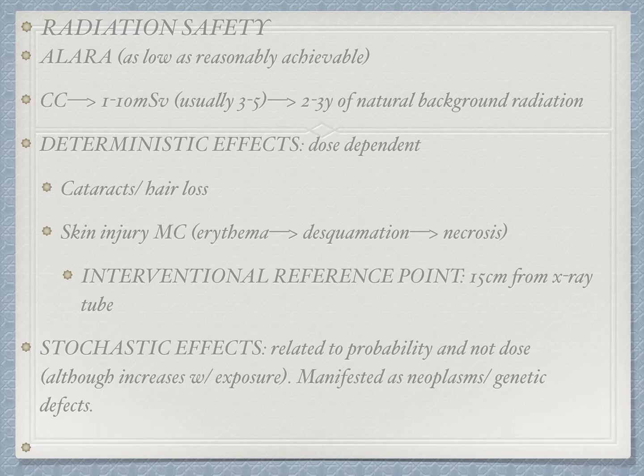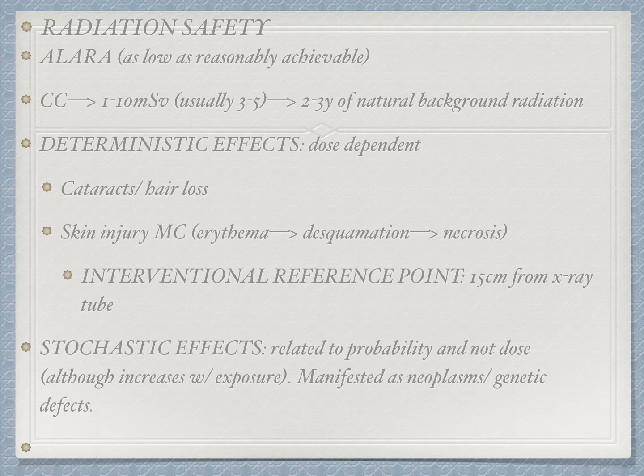On average, 3 to 5. This is equivalent to 2 to 3 years of natural background radiation. Deterministic effects are dose dependent. This refers to cataracts, hair loss, and the most common deterministic effect, which is skin injury. It goes from erythema to necrosis.